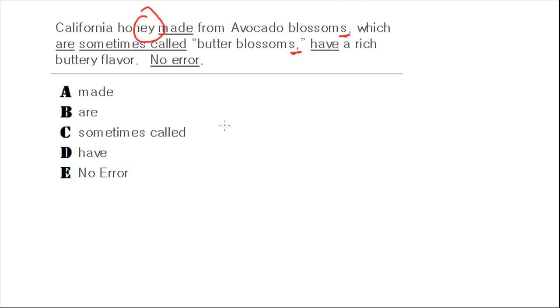Always, not even just for the reading, always for every single type of question. I guess even in math, right? Find the subject and then find the verb. Okay? So what is the subject? California honey, right? Honey is the subject, made from avocado blossoms.